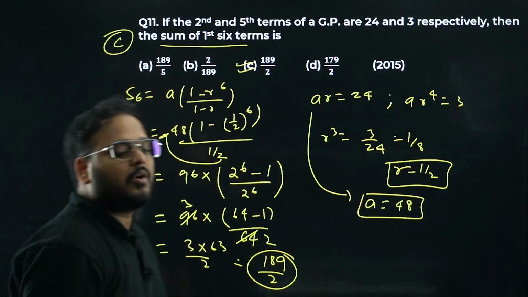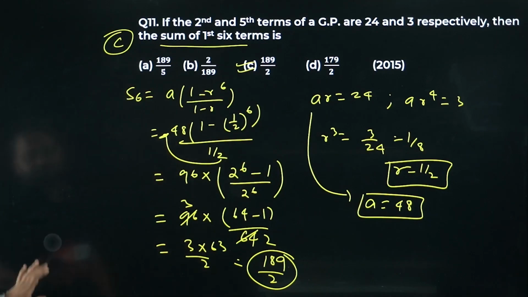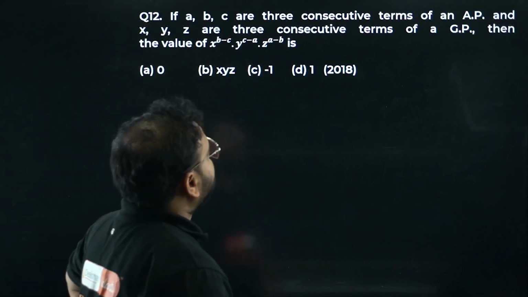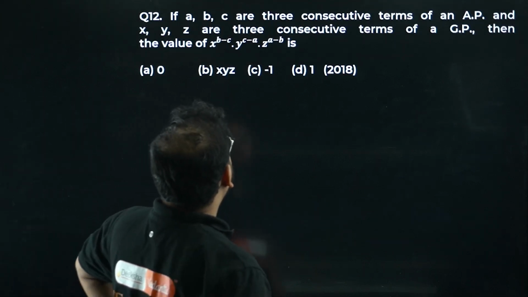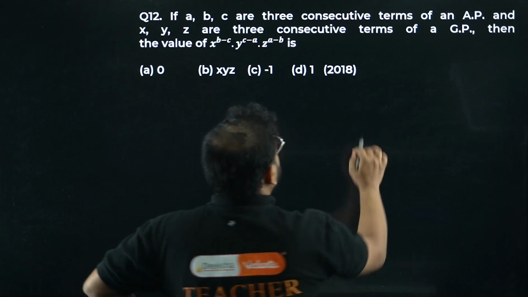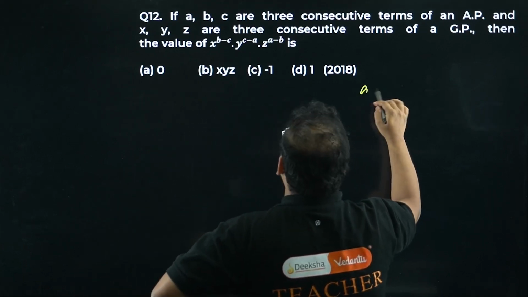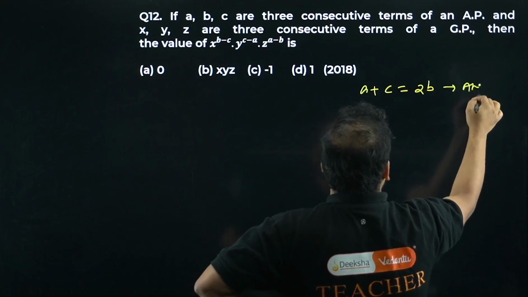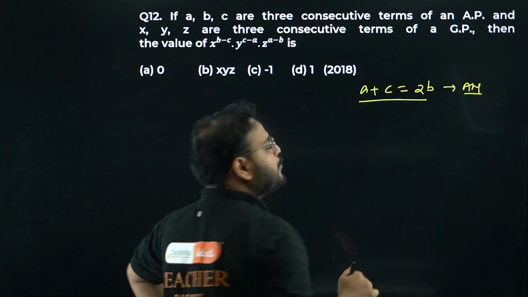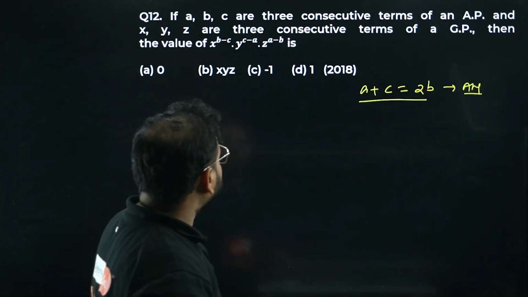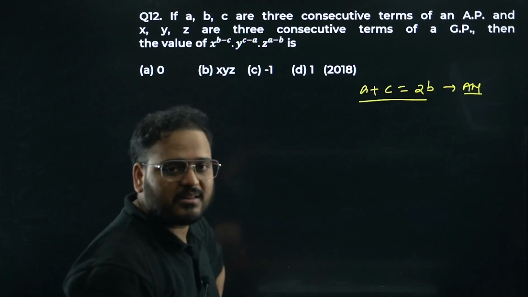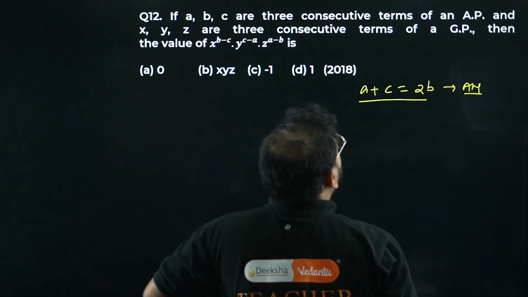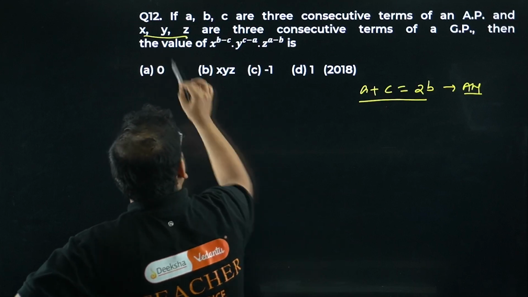Question number 12 now. Have a look. If a, b, c are 3 consecutive terms of an AP, it means a plus c equals 2b, from the concept of arithmetic mean. In a, b, c in AP, the middle term will be the arithmetic mean, so b equals a plus c by 2, so a plus c equals 2b. And they are saying that x, y, z are in GP.